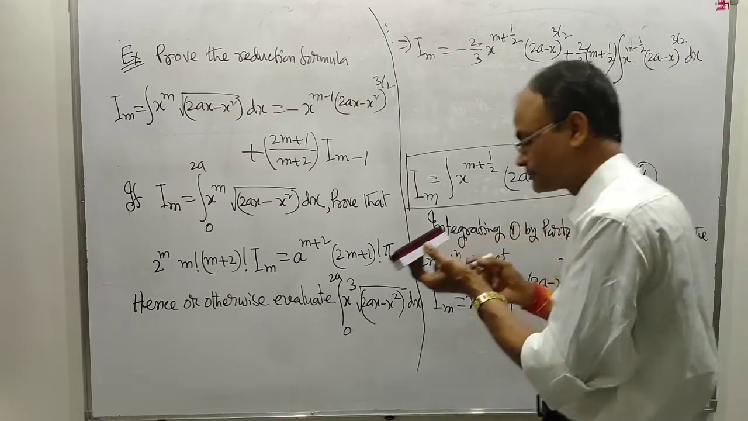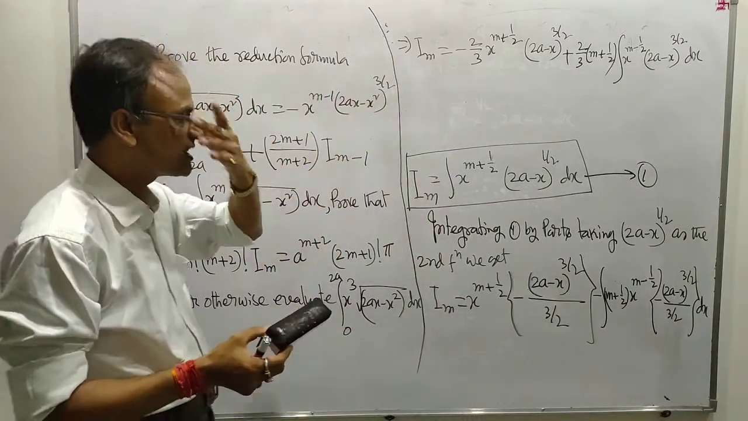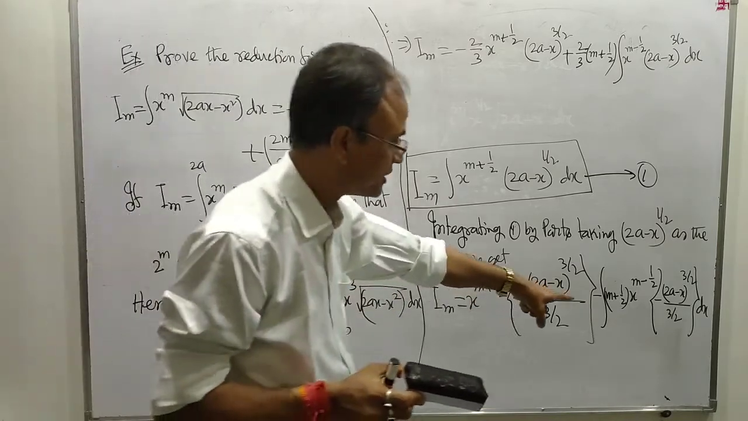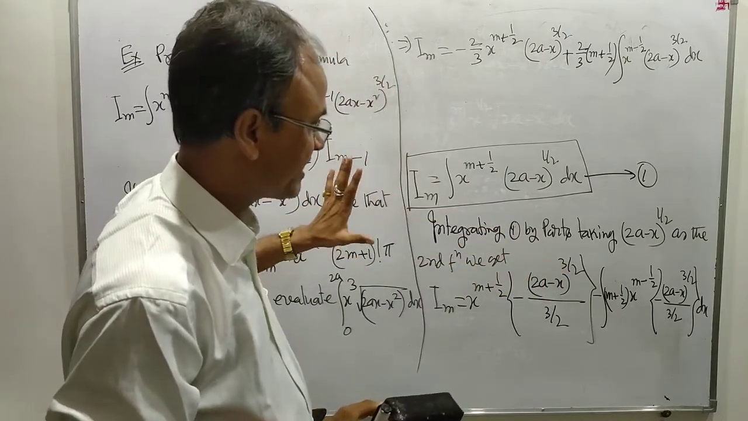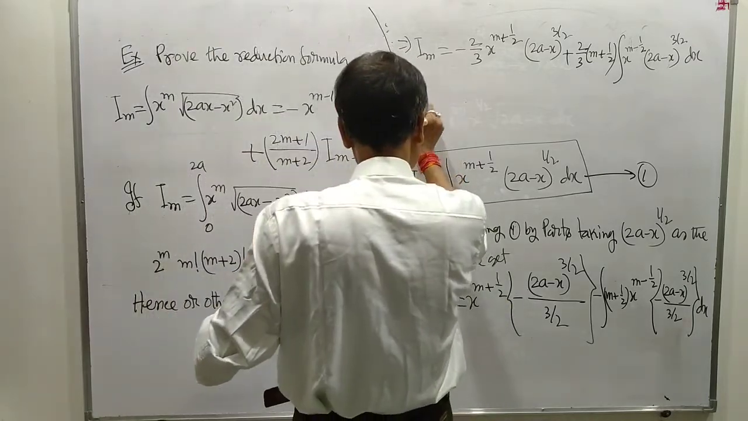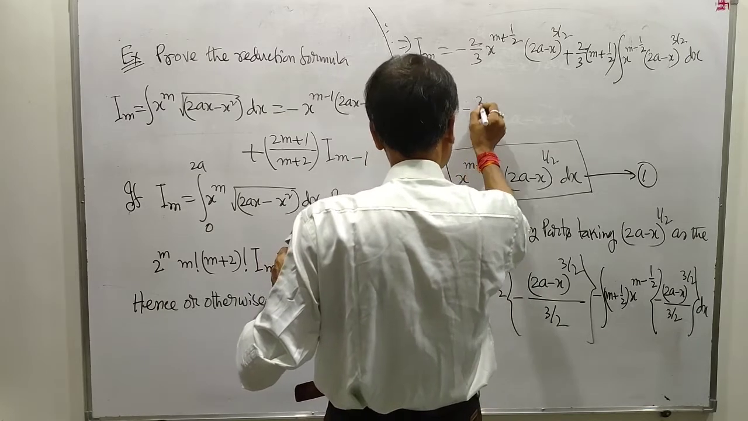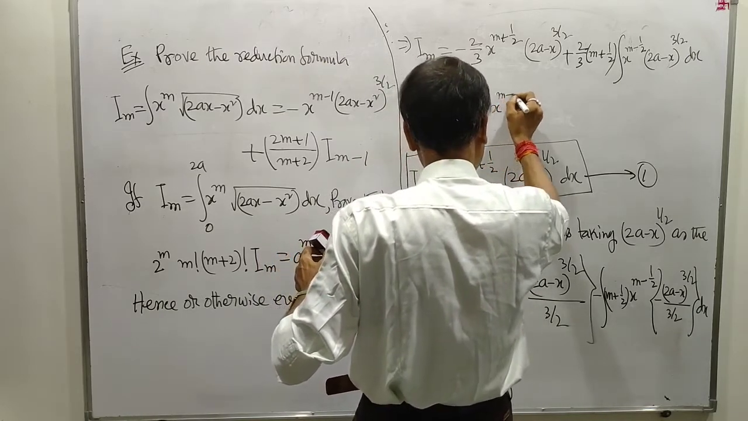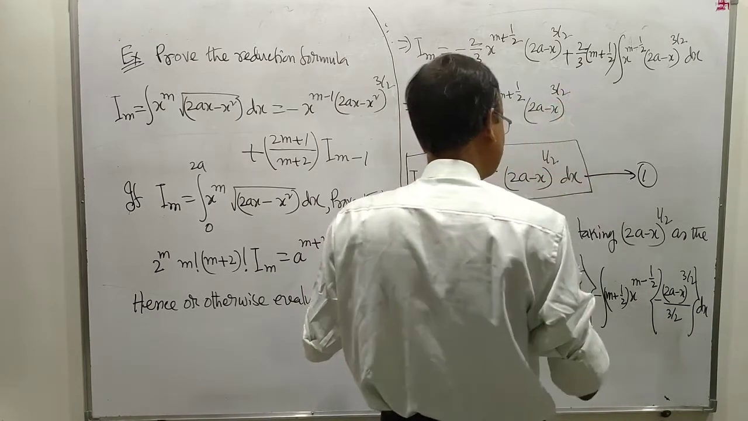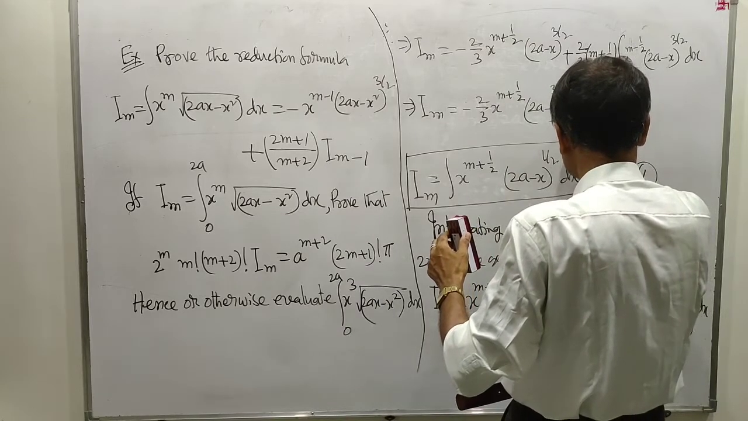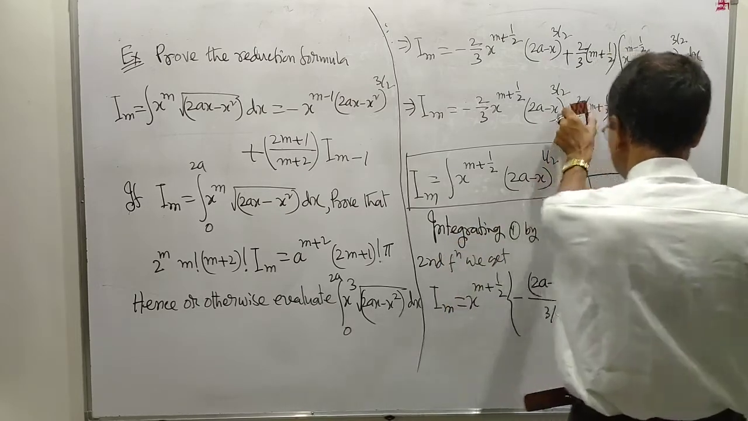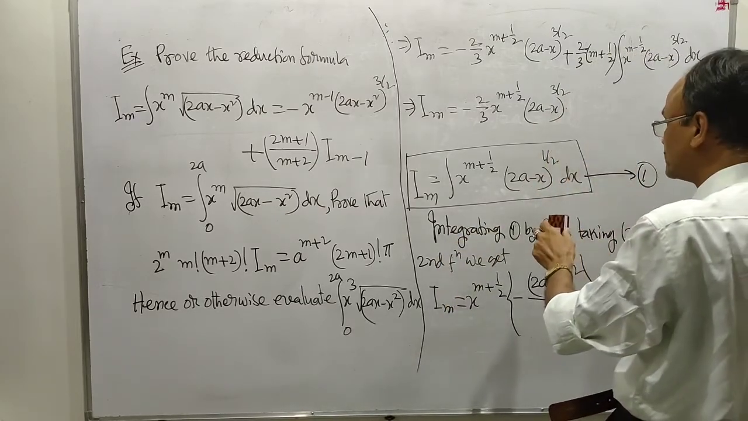You may write like this. Note it down. Perhaps we have not made any mistake up to this step. 2 by 3, let me check. 2 by 3 into m plus half there. Right. This means I_m is equal to minus 2 by 3 x to the power m plus half, (2a minus x) whole to the power 3 by 2, plus 2 by 3 into m plus half. This I am writing.